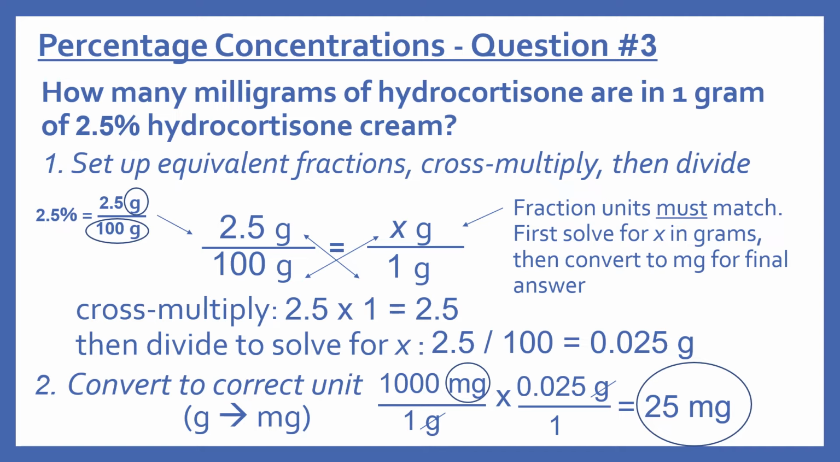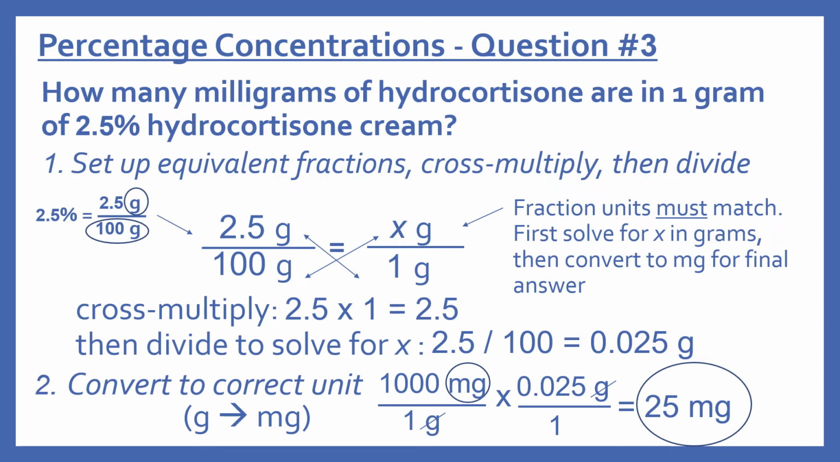2.5 times 1, that equals 2.5. Then now we'll divide to solve for X. So 2.5 divided by 100 equals 0.025 grams. Now we need to convert to our correct units. We need to convert from grams to milligrams.